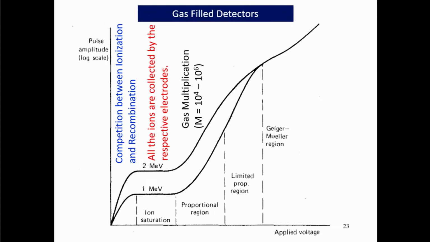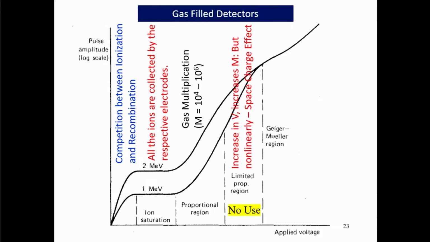Beyond this region, the pulse height again increases after this applied voltage and then attains a kind of plateau, and this is the Geiger-Müller region. In the Geiger-Müller region, you generate secondary pulses and avalanches spread everywhere. I will show you in more detail a little later. In this region you have a very strong avalanche effect across the detector volume.